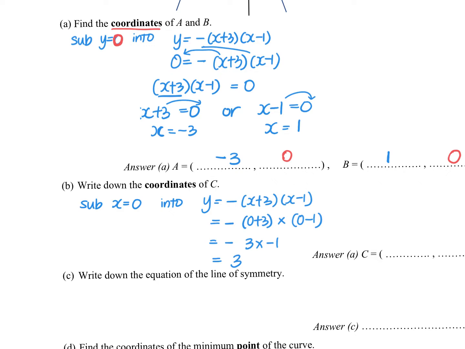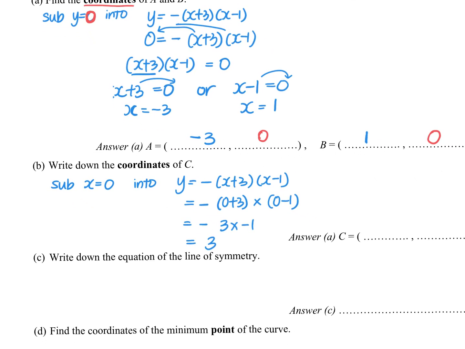So if I want the coordinates of C, I already know that the y value is 3. What is our x value? Well, x is equals to 0 over here. So we know this is x equals to the number 0. So there we have our coordinates for C, (0, 3).